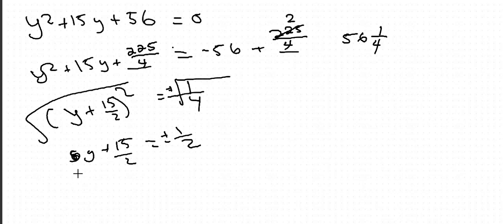Oh, did I do that too fast? No. Because you square rooted the 1 over 4, it becomes 1 over 2. The square root of 1 is 1, the square root of 4 is 2. Okay. So minus 15 over 2. Plus or minus 1 over 2.